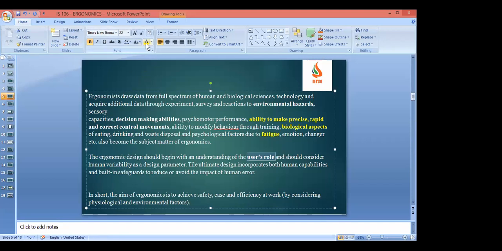This is very important, the user role, and we should also consider human variability as a design parameter.